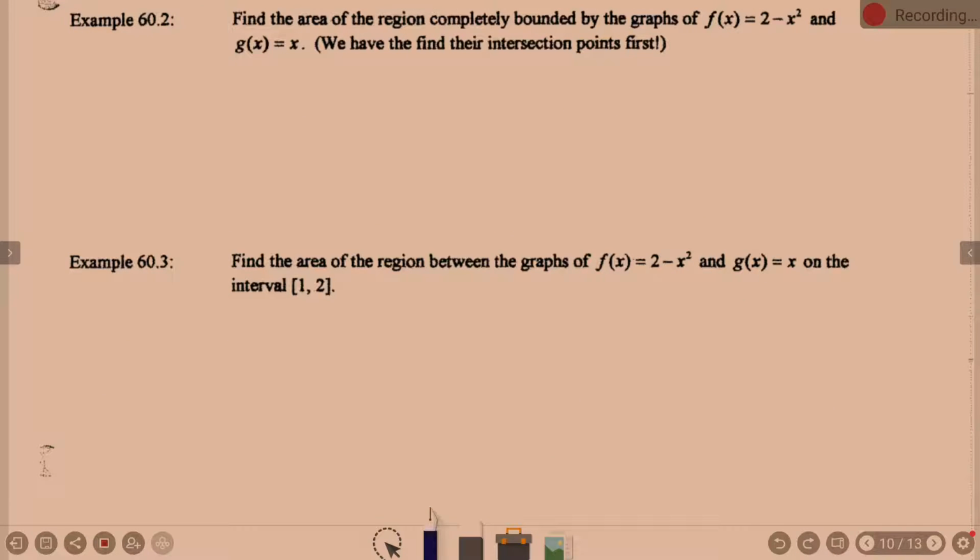Find the area of the region completely bounded by the graphs of f of x equals 2 minus x squared and g of x equals x. Notice they don't give me boundary points here, do they? So it says bounded by the graphs, and notice it says in parentheses we have to find their intersection points because that's going to determine what boundaries we're using.